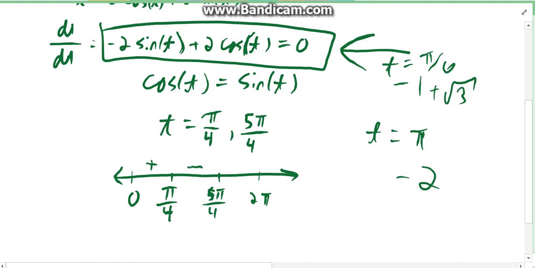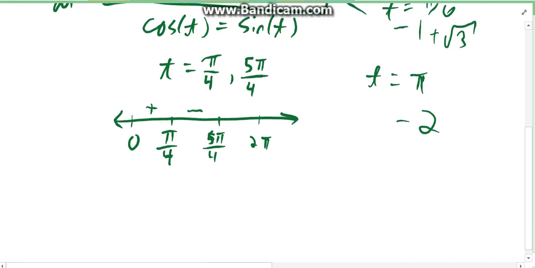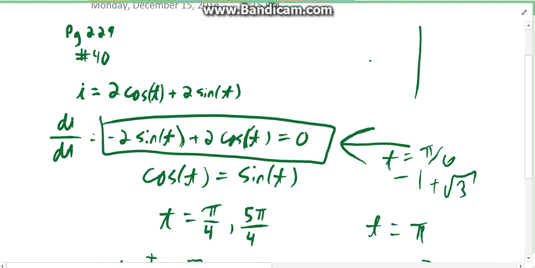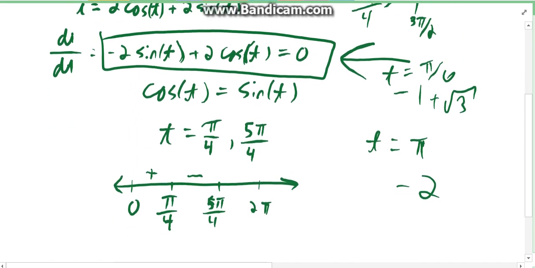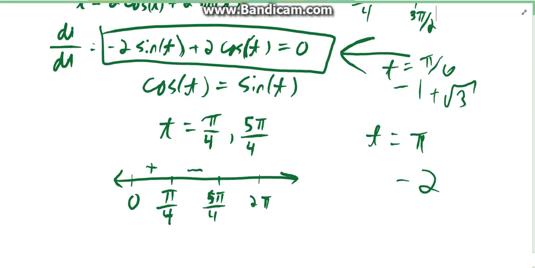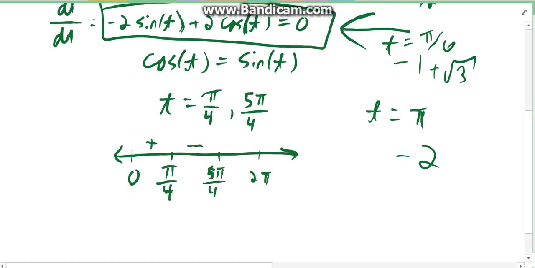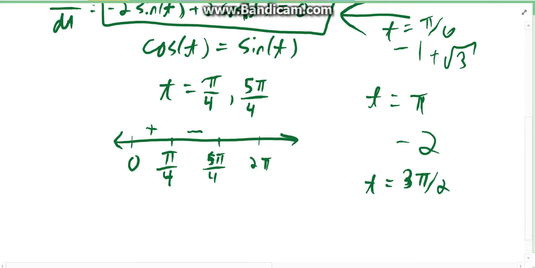And if you plug in something bigger than 5 pi over 4, like 3 pi over 2, because if you think about the unit circle, remember, pi over 4 is here, and 5 pi over 4 is down here. Cool. So I'm going to plug in this angle right here, which is 3 pi over 2. Sine of 3 pi over 2 is negative 1 times negative 2 is positive 2. So this is when we're plugging in 3 pi over 2. You're going to get 2 plus 0, which is positive.